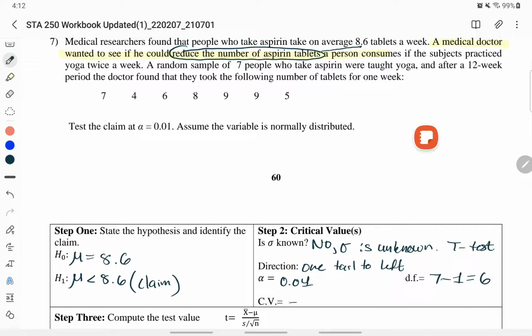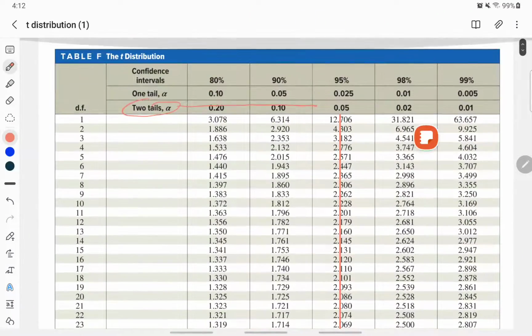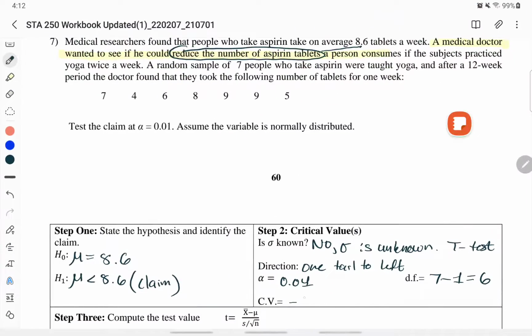Let's go on to the t-distribution. It is a one-tailed alpha, 0.01. Degrees of freedom is 6. Clear this out of the way. One-tailed, alpha level 0.01. Degrees of freedom is 6. And that critical value from this table says 3.143. But because this is a left tail test, that is going to be negative 3.143.